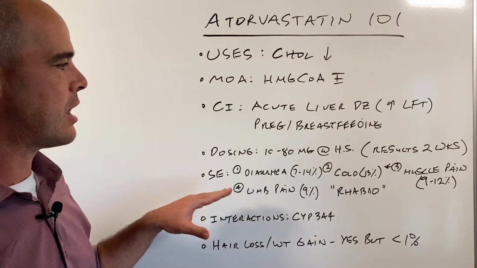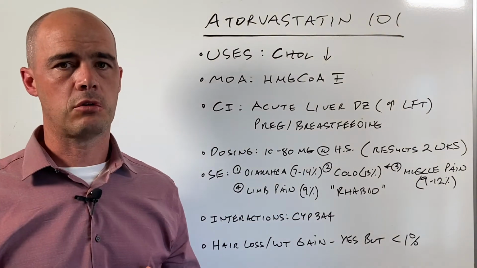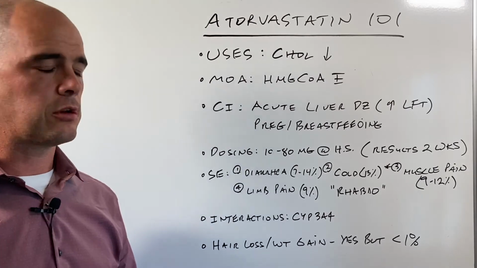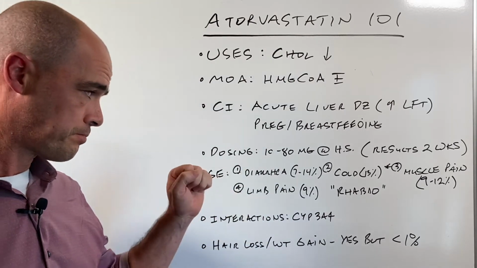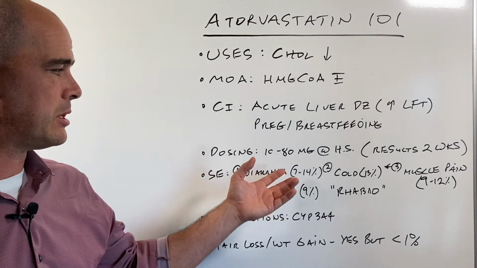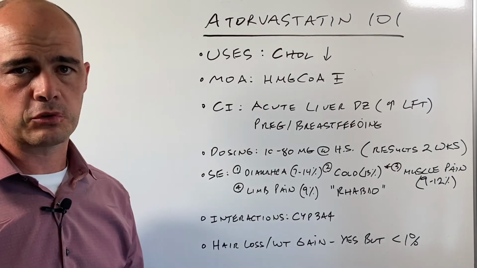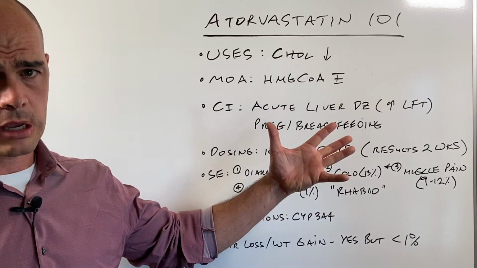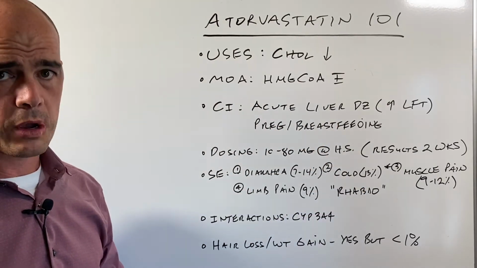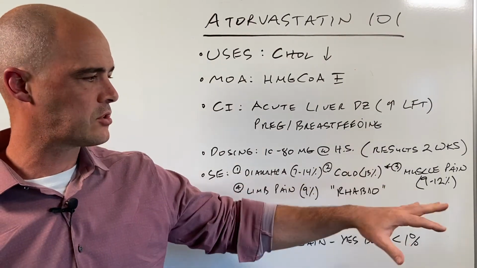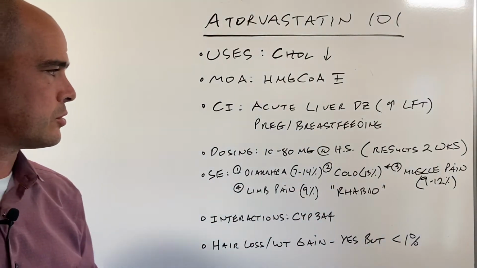Now, as far as side effects, it's pretty well tolerated, but I'm going to spend some time talking about one of the more serious side effects in a second. But some of the more common and not as serious ones tend to be diarrhea, 7 to 14% of people. Some people can pop up with cold-like symptoms, which tends to go away after a while. Limb pain, 9%, and muscle pain, 9 to 12%.